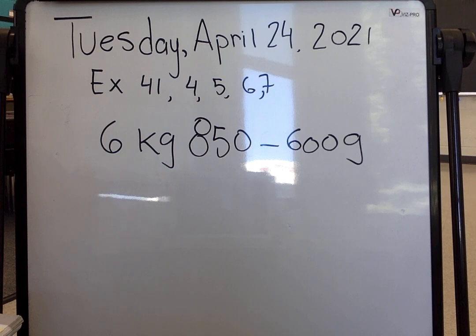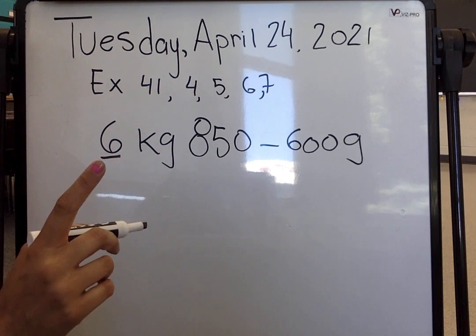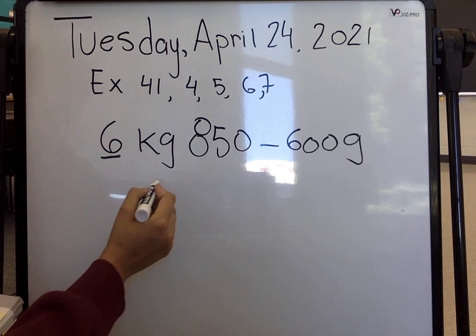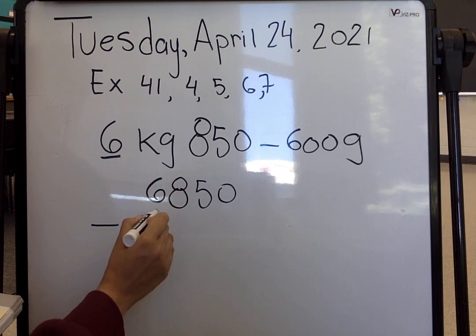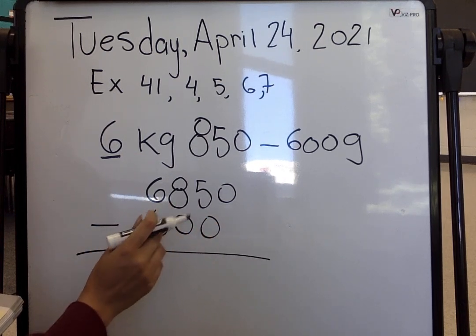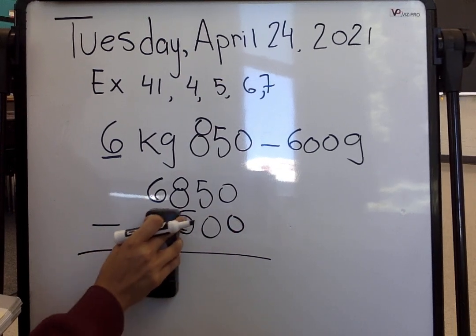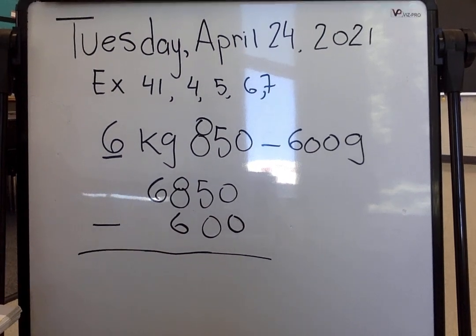So let's go ahead and see. 6 kg, again, 1 kg equals 1,000 grams, right? 6 kg equals 6,000. So 6,850 take away 600. That's our first step.